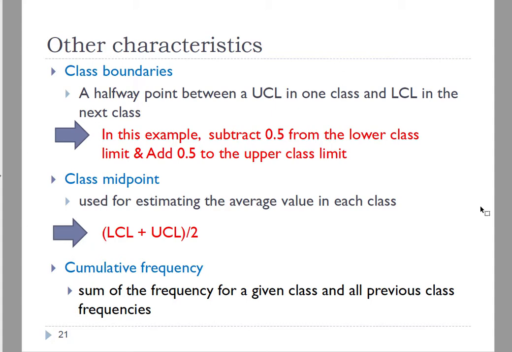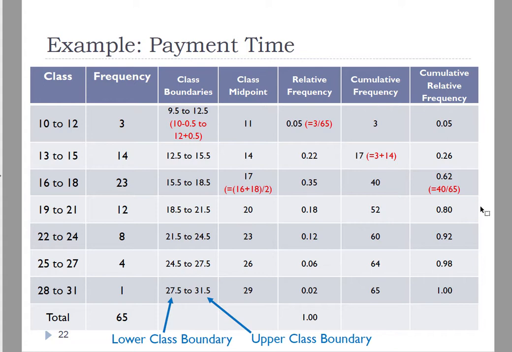The boundaries are where those bars would meet, and we want this information in order to see where it would touch on a histogram. It is used to determine in which interval an actual observation falls. All you do, once again, is take 0.5 and subtract it from the lower class limit and add 0.5 to the upper class limit. And here's an example of what that would look like.